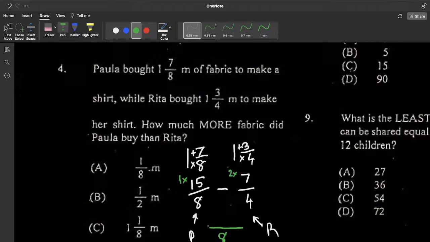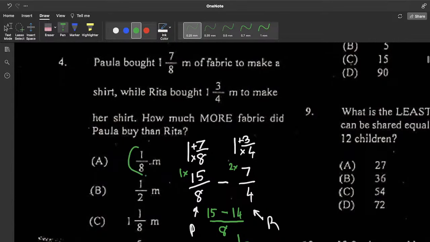So we'll end up with 1 times 15 is 15. Take away 2 times 7 is 14. So we'll be left with 1 over 8. Okay, 1 over 8. So that's our answer right here.